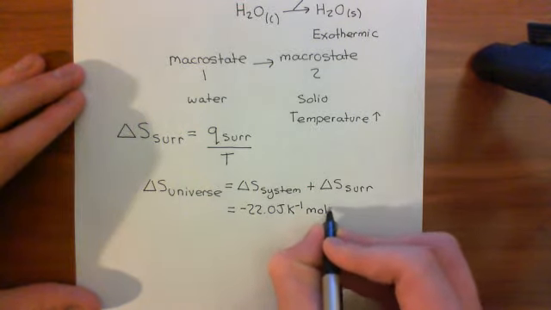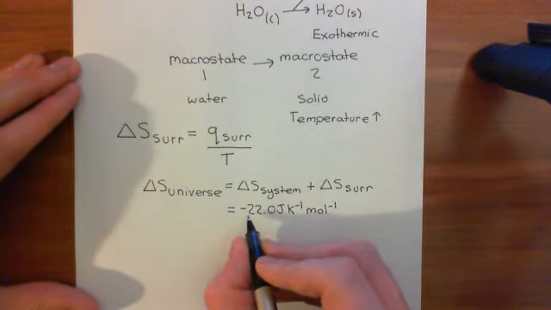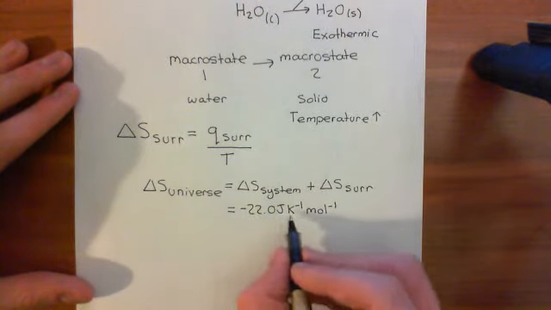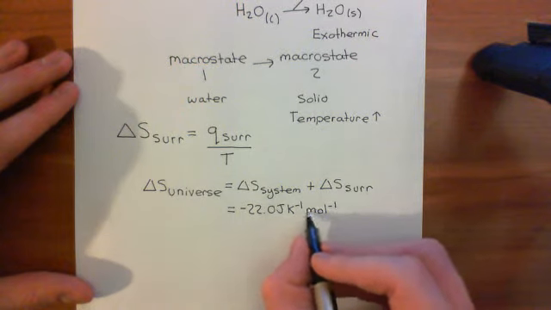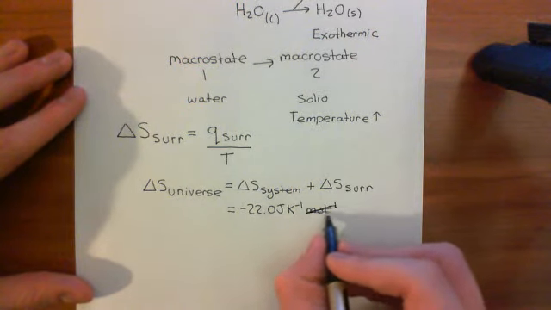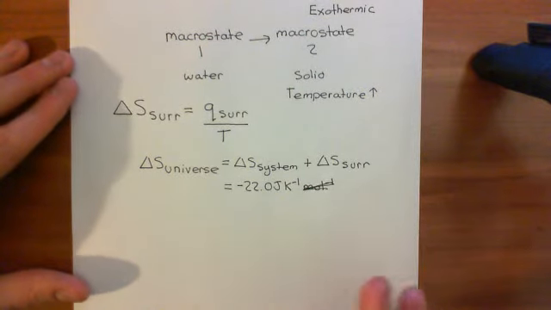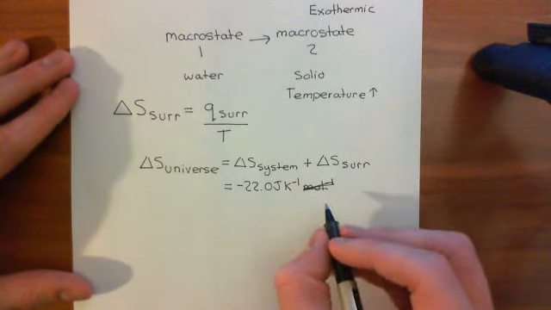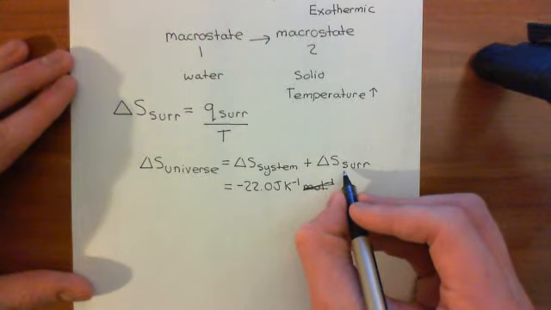Okay, so per mole of water that freezes, you lose 22 joules per Kelvin of entropy, basically. We're only working with 1 mole of water, so we can ignore that, basically, because we just take this times 1, and that tells us how much the entropy goes down for 1 mole of water, and that's what we're working with. Okay, now what we need to do is take into account the change in entropy of the surroundings.